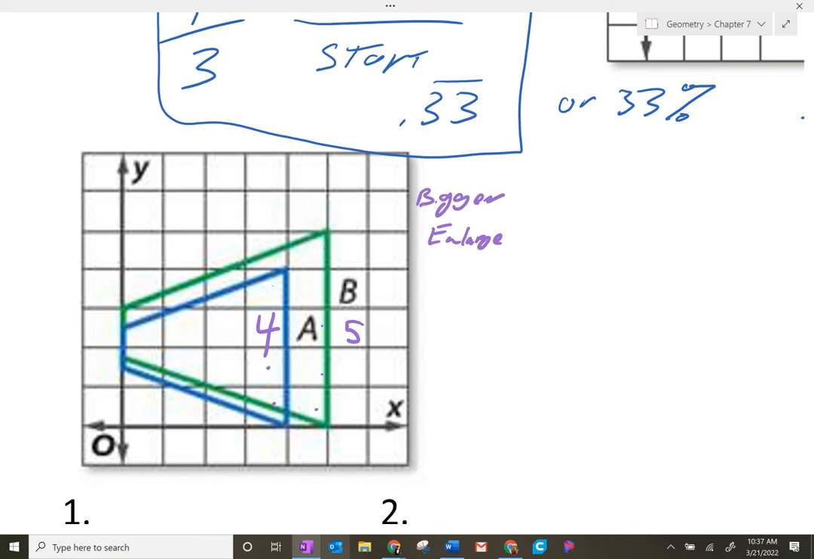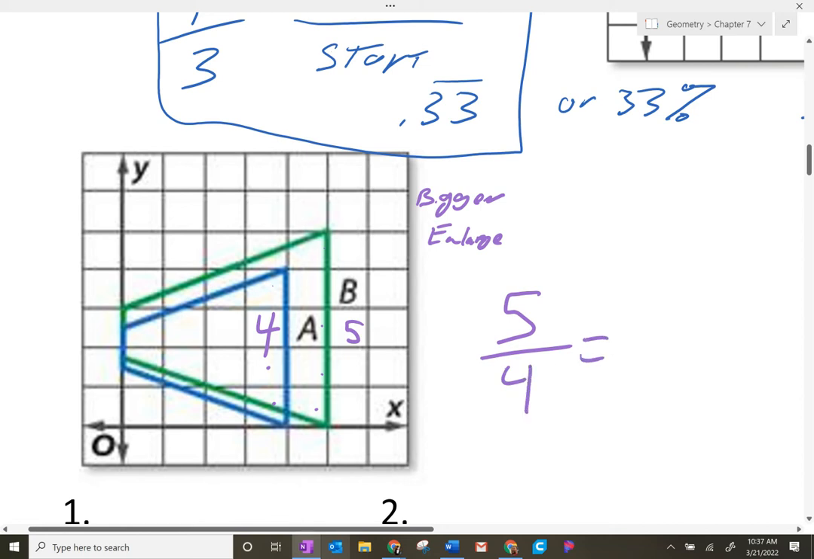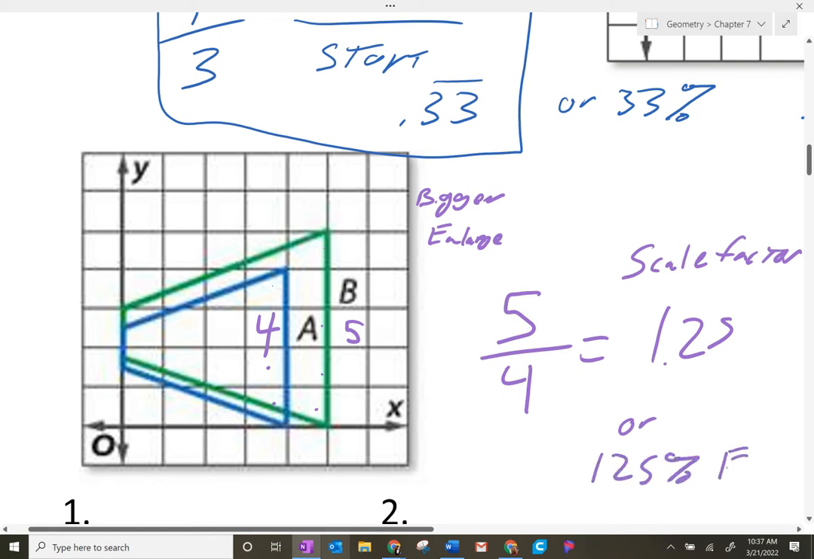So what number does it end up as? 5. Perfect. What number does it start as? 4. Perfect. 5 divided by 4, put it on my calculator, I get 1.25. So the scale factor is 1.25. Or I could say it is a 125% enlargement.